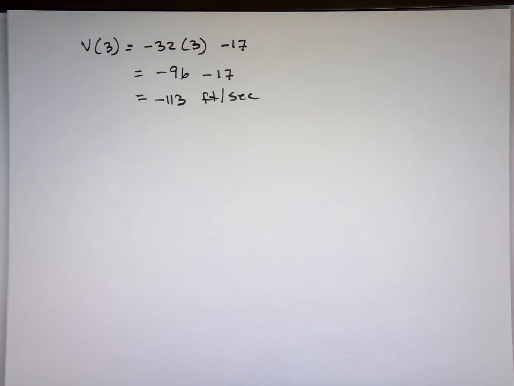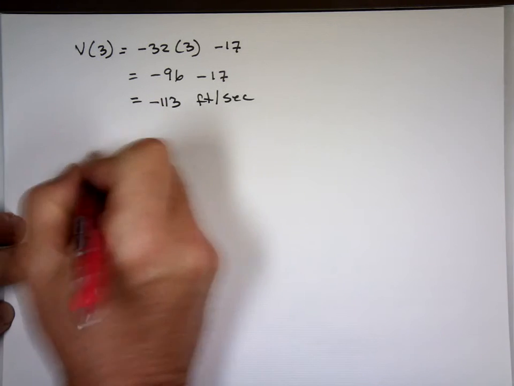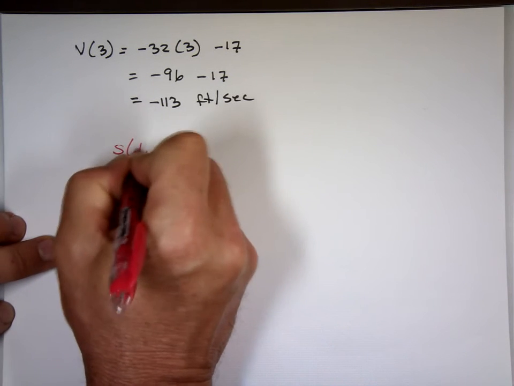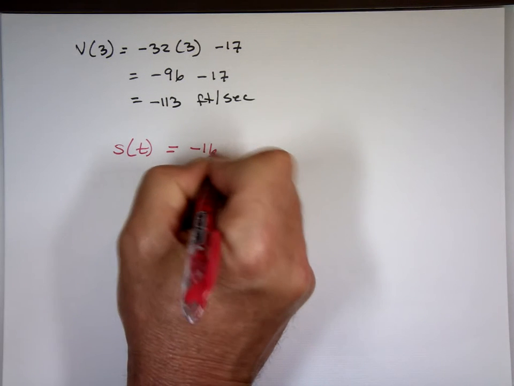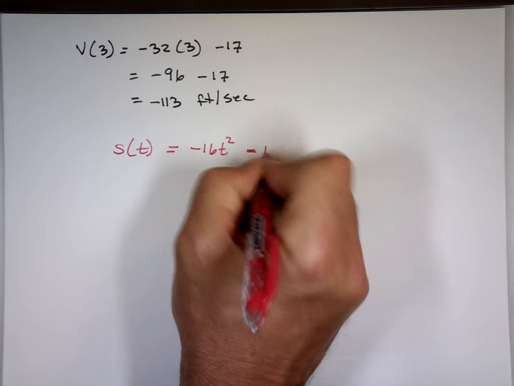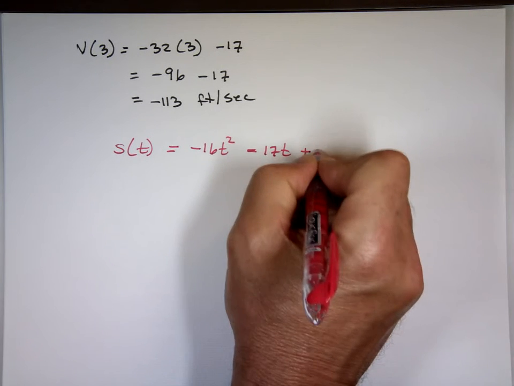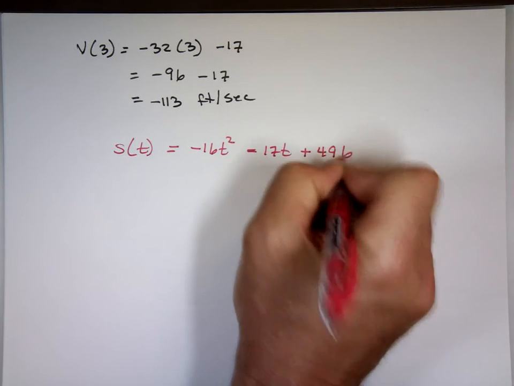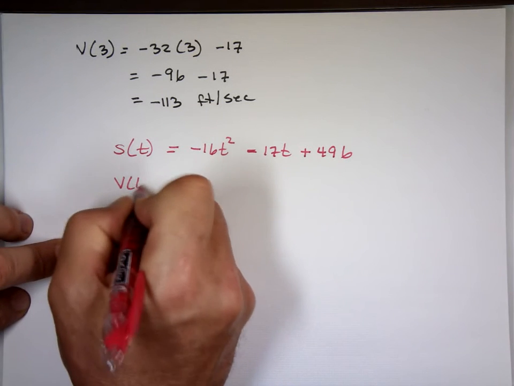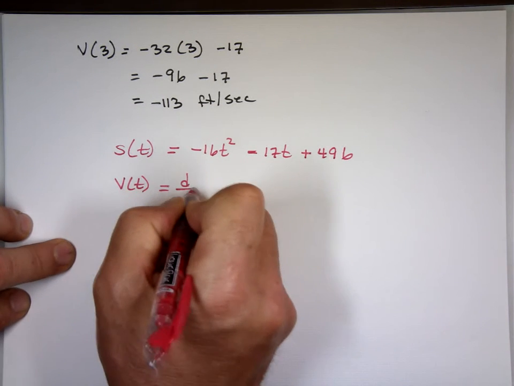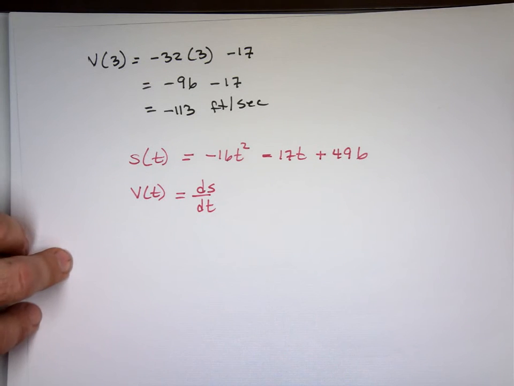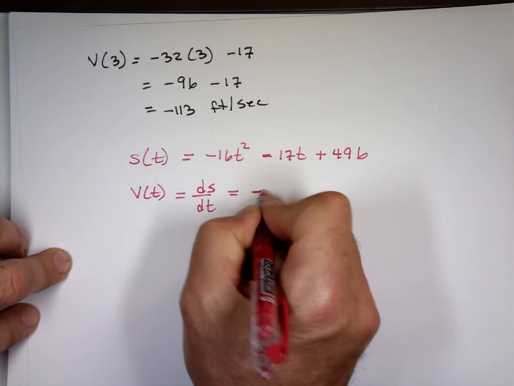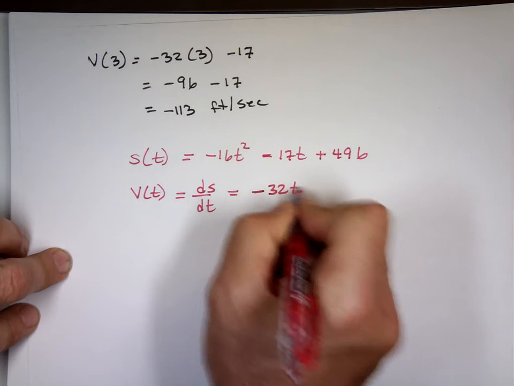You should remember, if they ask you for the acceleration, which we didn't do, so if you have the distance here, what was it? Negative 16t squared minus 17t plus, was it 496? The velocity is the derivative of the distance, or the height, which is negative 32t minus 17.